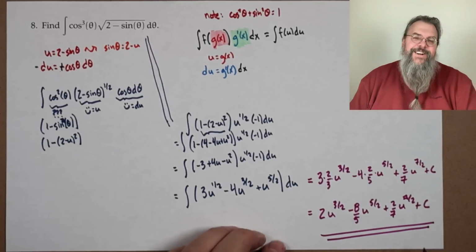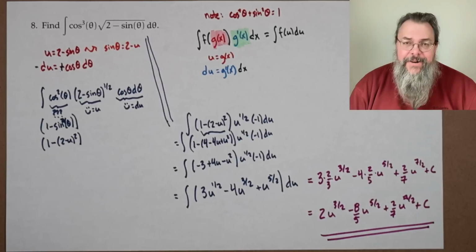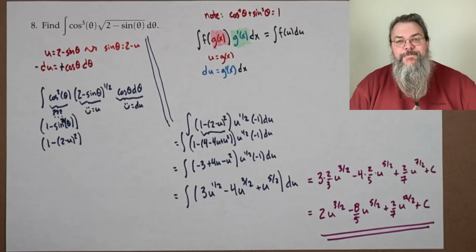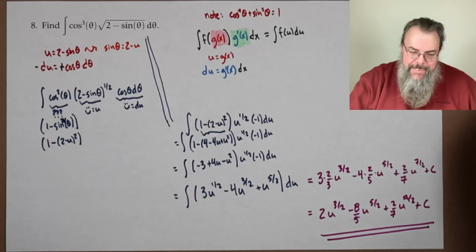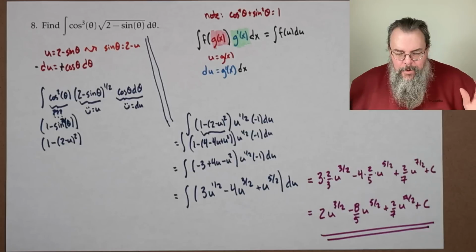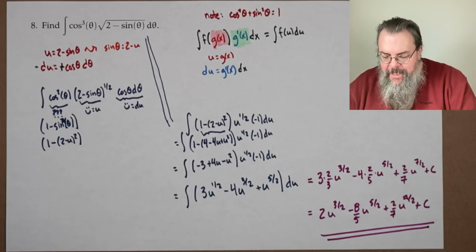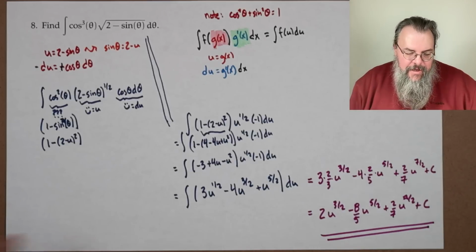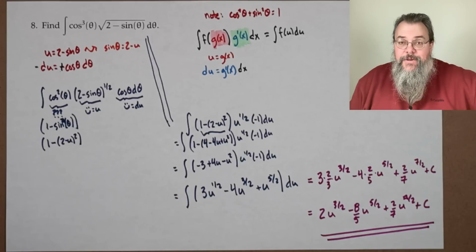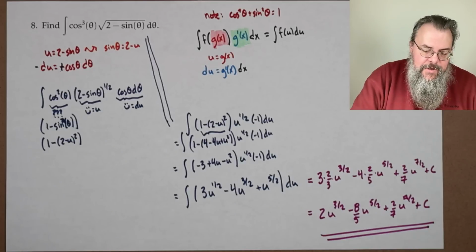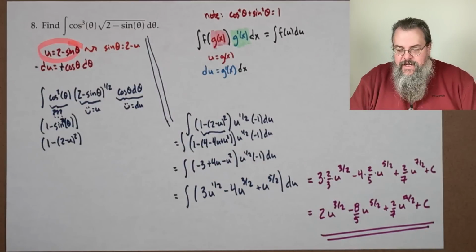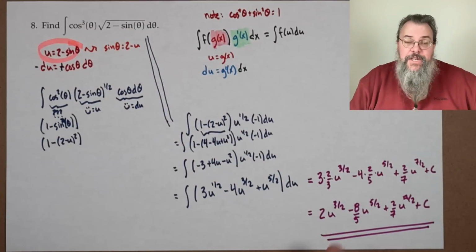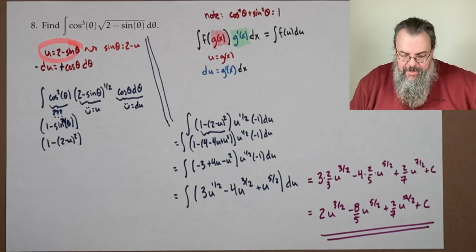No. Oh my, wait, but we integrated. What's left? We've got to go back to where we started. So where did we start? We started with thetas. We have to end with thetas. And so we say, okay, how did we start? Well, we started with u equals 2 minus sine theta. So everywhere we see a u, we're going to put in a 2 minus sine theta.